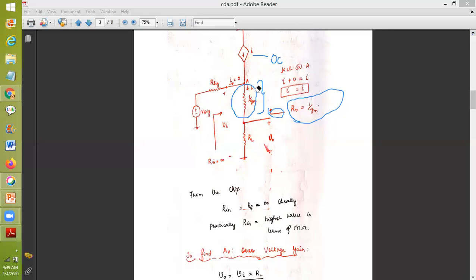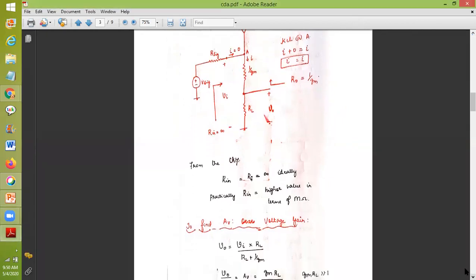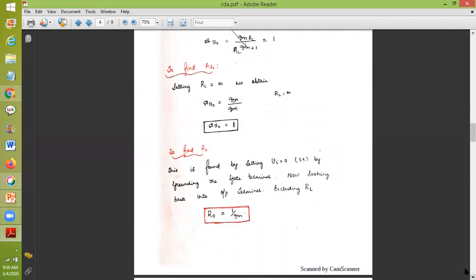Any doubts in this? We shall go for the next topic. So what is R naught, the output impedance? How to find it? Short circuit the input voltage source, open circuit the current source, stand here and view the circuitry, which means before RL. If you stand and view the circuitry here, the resistance you can find is 1 by gm. That is your output impedance, 1 by gm.